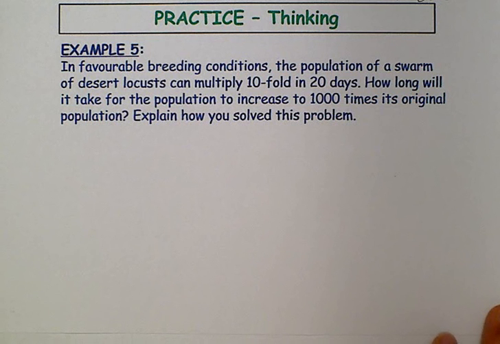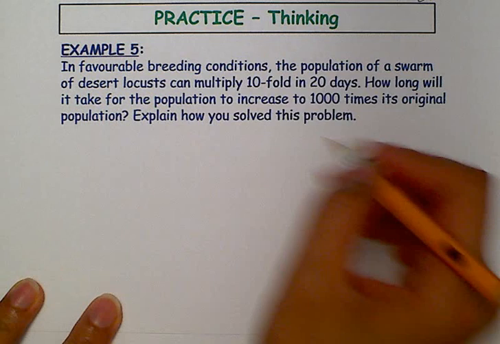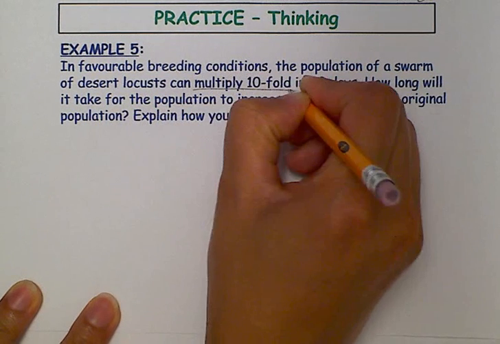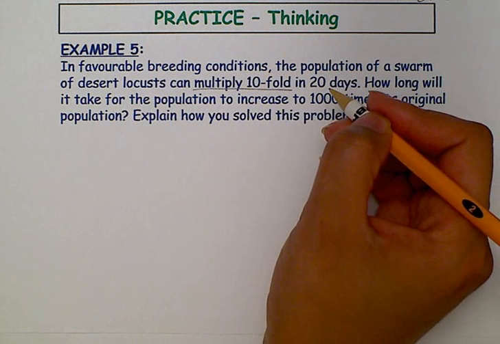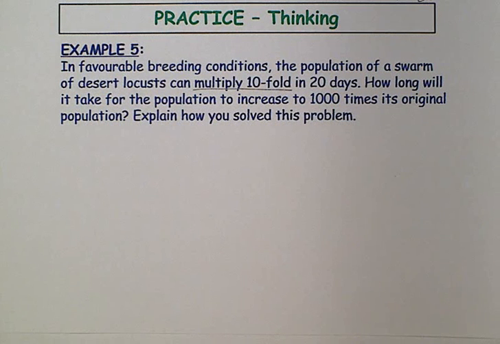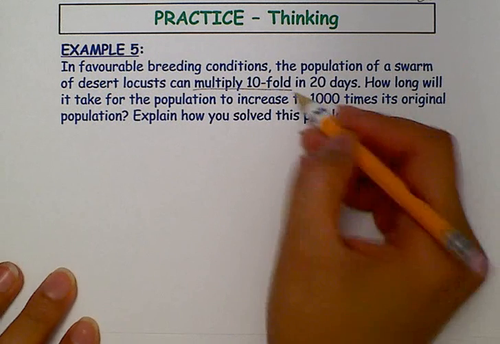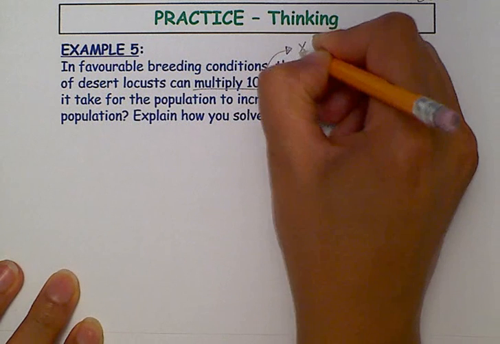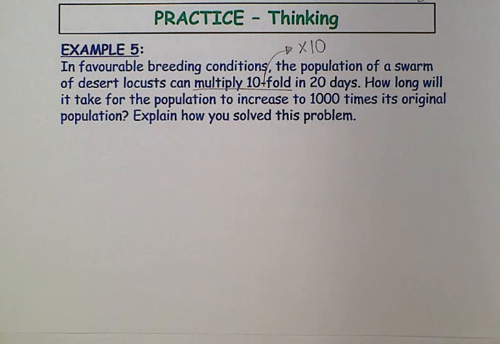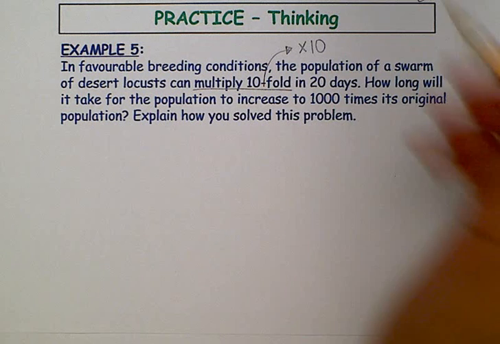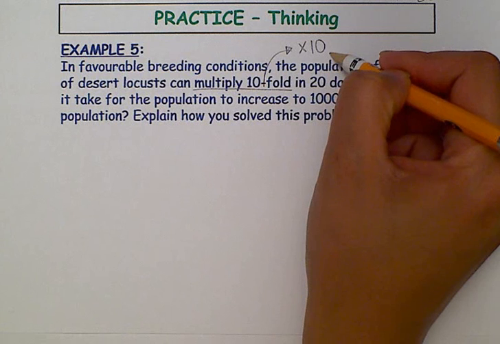To clarify one of the concepts here, it says that it can multiply tenfold in 20 days. So multiplying tenfold is similar to doubling, tripling, or quadrupling the amount. Double means you're multiplying by 2, triple means you're multiplying by 3, quadruple means you're multiplying by 4. Tenfold just means that you're multiplying by 10, okay? So all that really means is you're looking at an increase in the number of locusts. So I know that we're going to have a growth ratio, and all this means is that your growth ratio value is going to be 10. That's what it's going to be multiplying by each time.